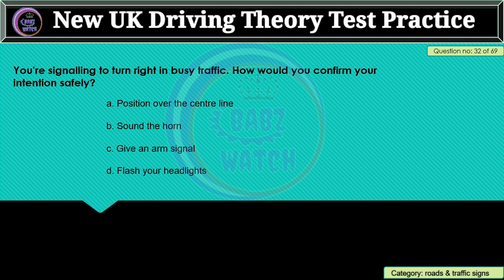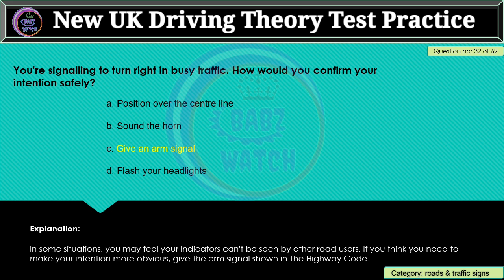Question 32 of 69. You're signaling to turn right in busy traffic. How would you confirm your intention safely? A. Position over the center line. B. Sound the horn. C. Give an arm signal. D. Flash your headlights. The correct answer is C.